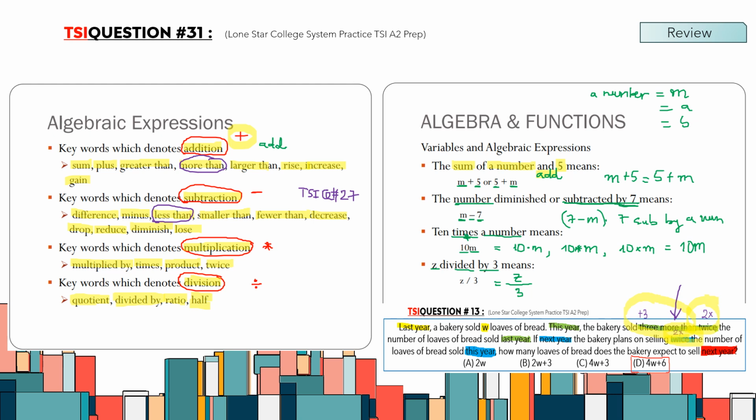So we see the keywords divided by, times, diminished, subtracted, and sum. Those are the keywords. Okay.